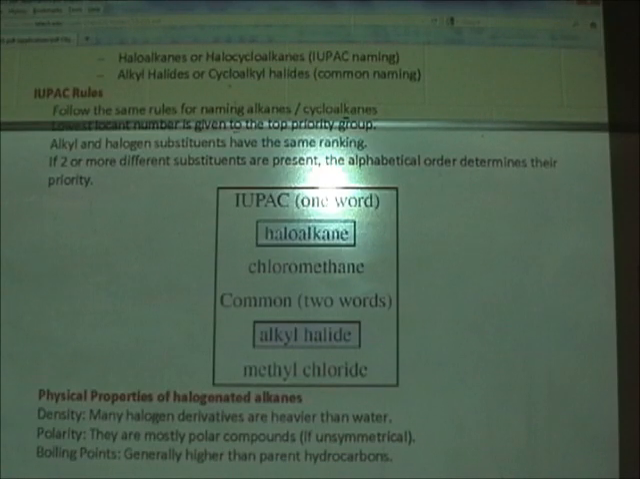And now we wanted to compare halogenated alkanes to alkanes. Many halogen derivatives are heavier than water. Now, normally alkanes are lighter than water. Do you understand that? Oil, gasoline floats on the water, right? If you have an oil spill, it will be on the top of the water.